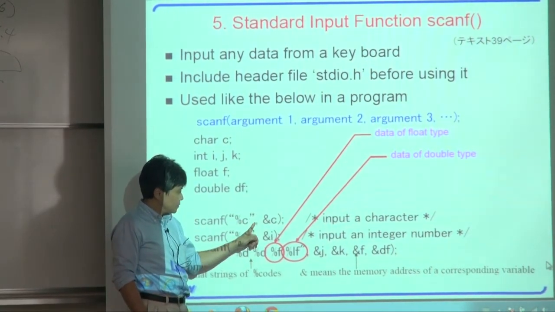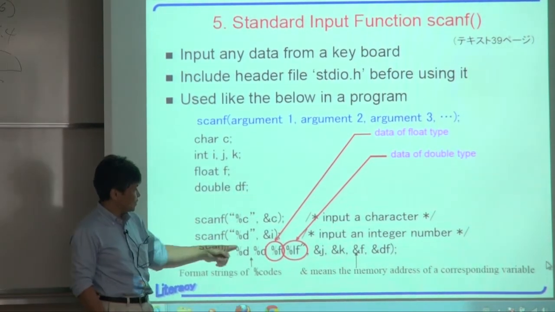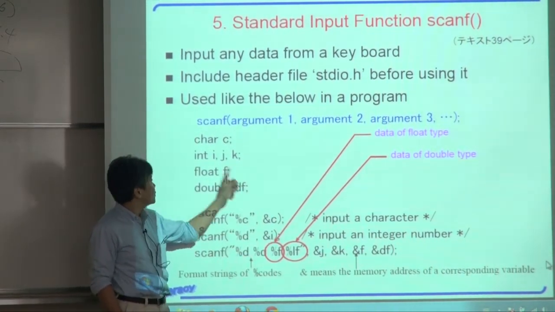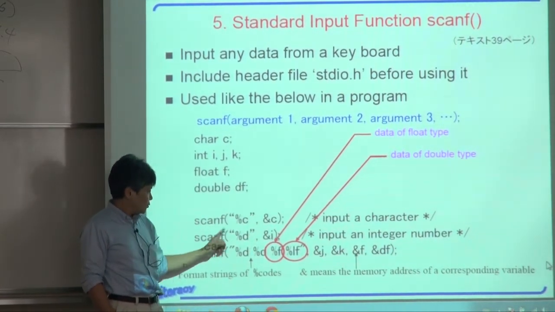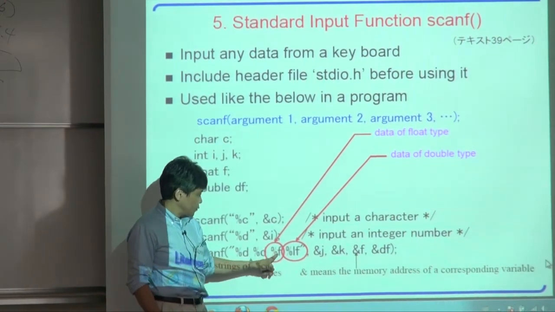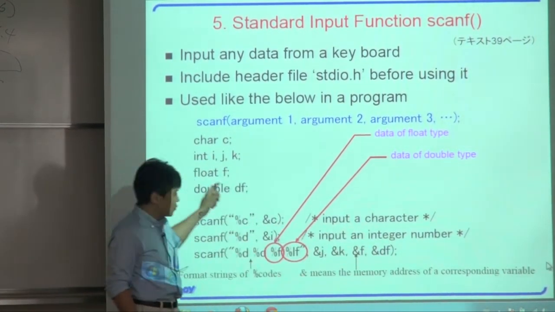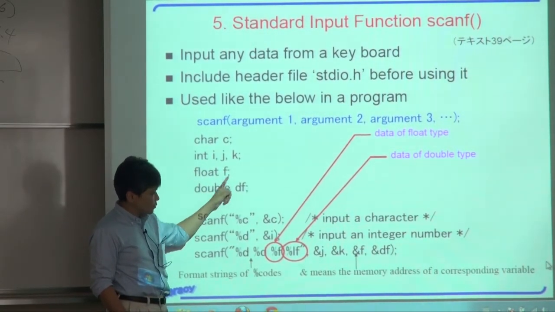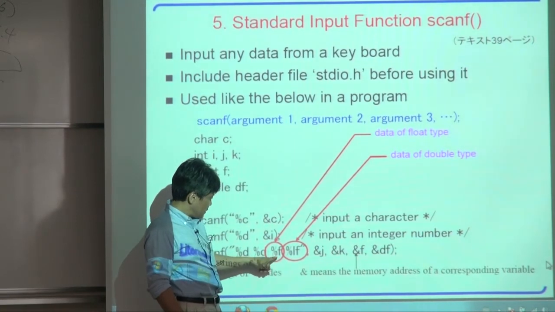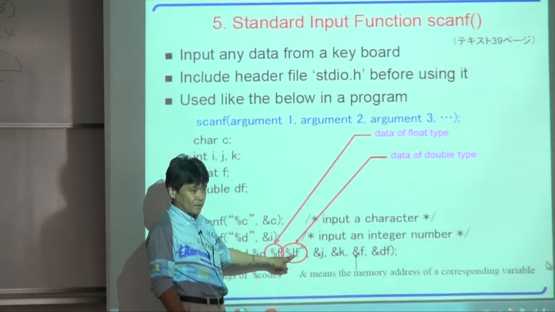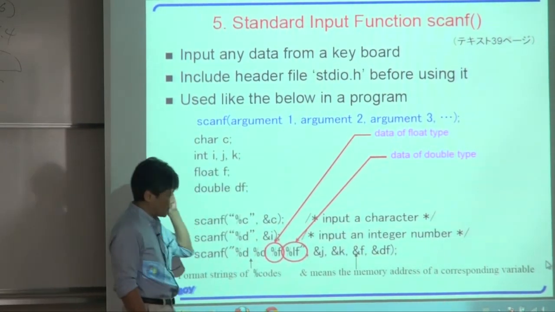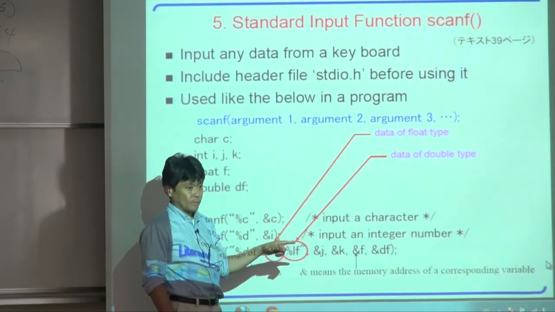In these cases, c is a character variable, so you have to use the code character c. In this case, i is treated as an integer variable, so you have to use d as the code character. And f, in this case, f and df are treated as a floating point number and a double precision floating point number. So for these variables, you have to use the f character or lf as the code characters. Okay. Usually l means long, long floating point.